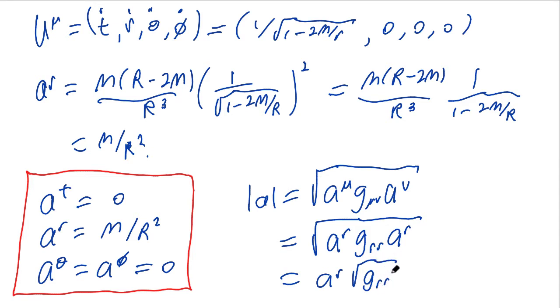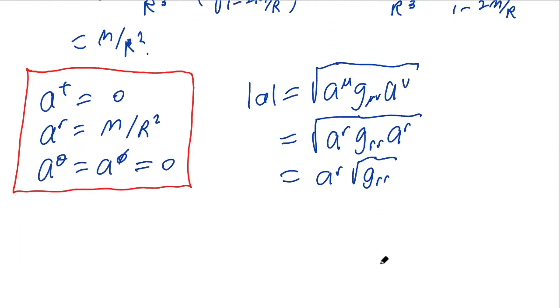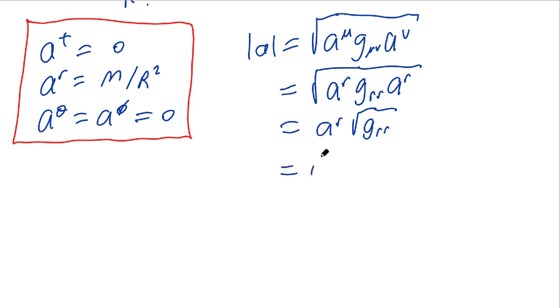...times the square root of g_rr. So this is m over r squared, and remember g_rr is 1 over 1 minus 2m over r, so this is 1 over the square root of 1 minus 2m over r. So that's the magnitude of the acceleration, and it's in the radial direction.